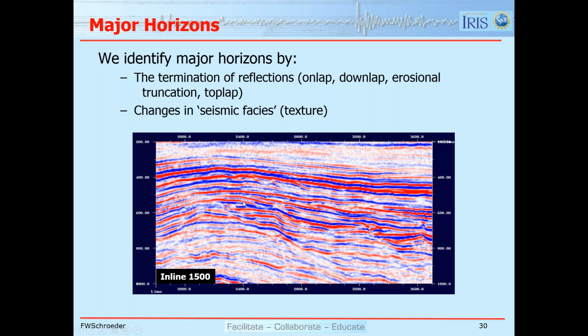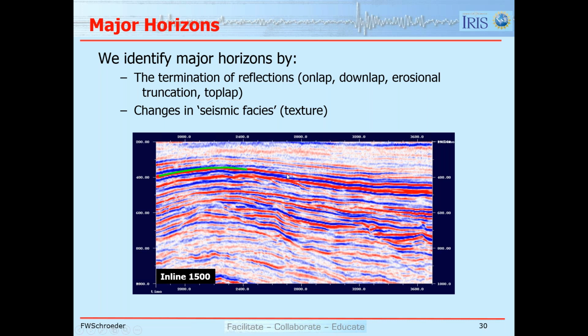There is not too many reflection terminations up in the shallow zone that I want to work on. So another way we can look for candidates to be major horizons is to look for changes in seismic facies or seismic texture. And so as example, I have a fairly dark red here.